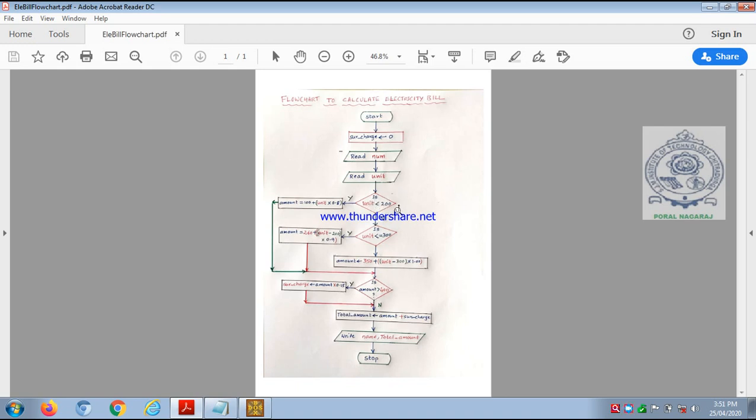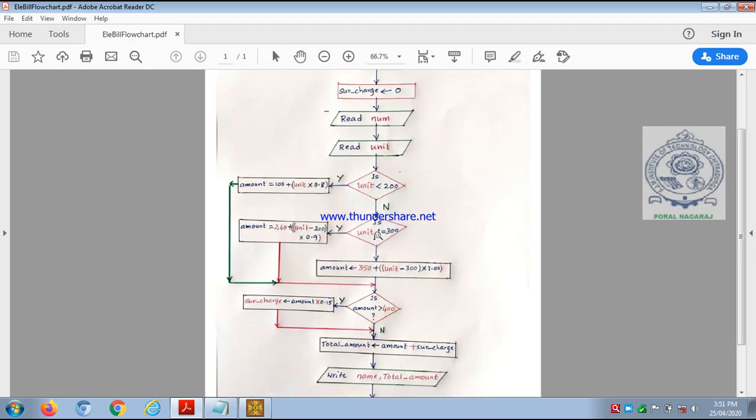Suppose if unit is not less than 200, it means it is greater than 200. Then you have to check whether it is up to 300, because the unit charge changes from 80 paisa to 90 paisa. So that's why, is unit less than or equal to 300? Then amount is equal to, already for 200 we have computed 260 rupees. So 260 rupees plus unit minus 200, that means 250 minus 200, that is 50 into 0.9, like that. Okay. Then you have to compute whether the amount is greater than 400, then 15% surcharge has to be computed and added, and it has to be printed.